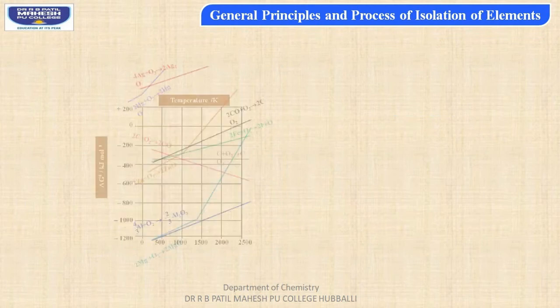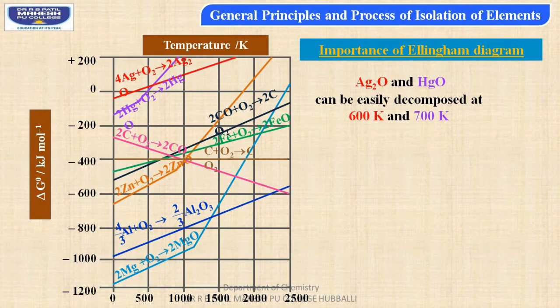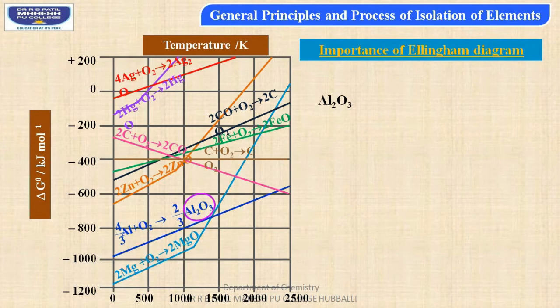Now students, let us consider the importance of the Ellingham diagram. Both silver oxide and mercuric oxide can be easily decomposed at temperatures of 600 Kelvin and 700 Kelvin. Aluminium oxide, students, can react with magnesium metal, forming magnesium oxide and aluminium metal. This explains that magnesium is more reactive compared to aluminium. Thus, it displaces aluminium from its metallic oxide.